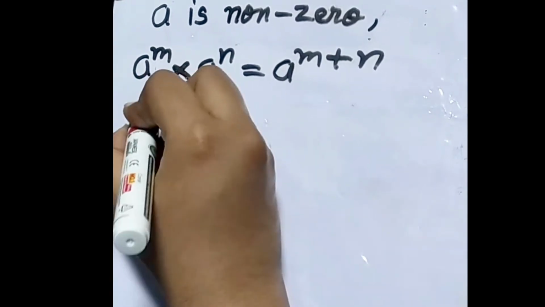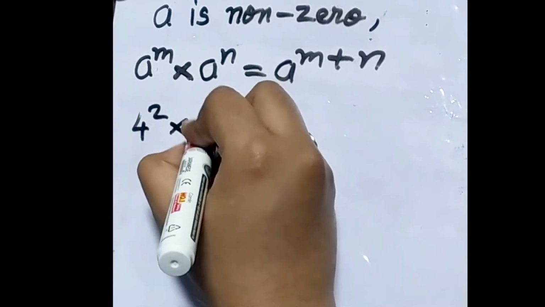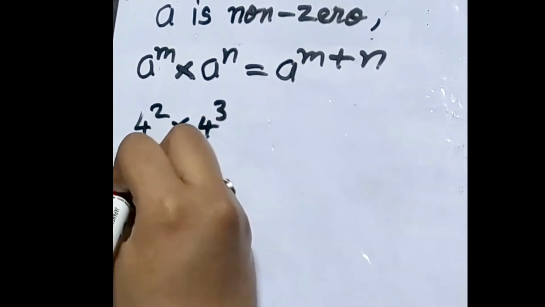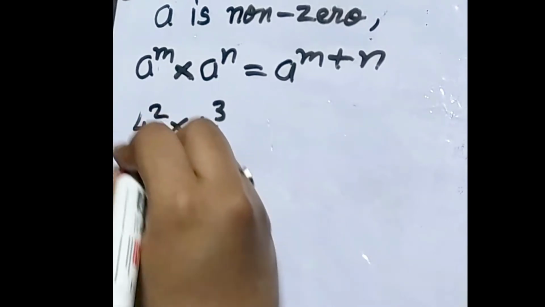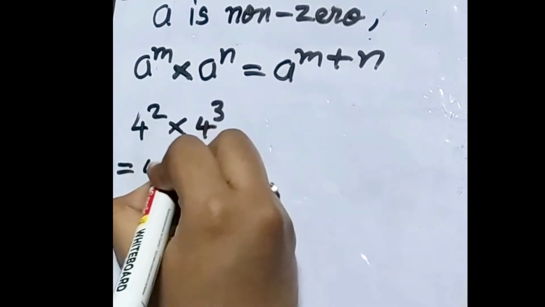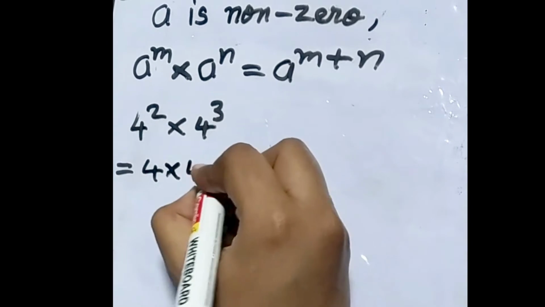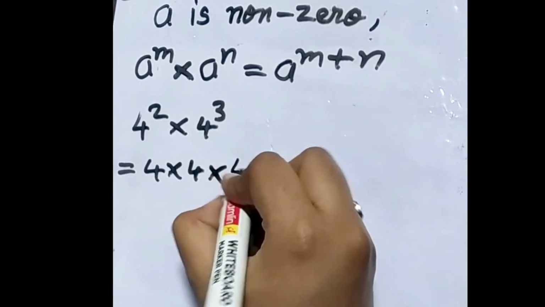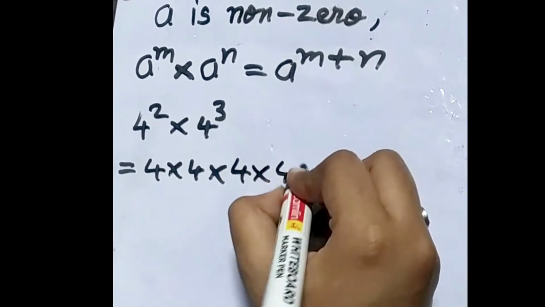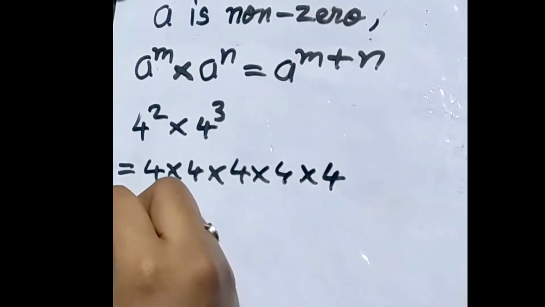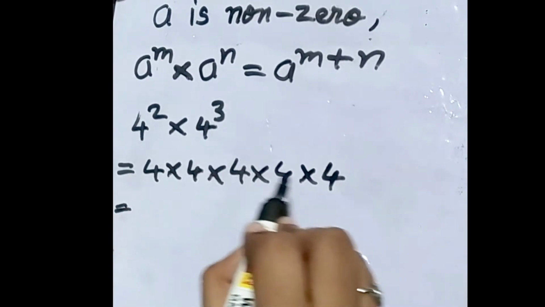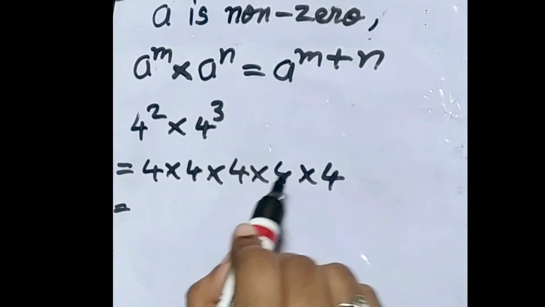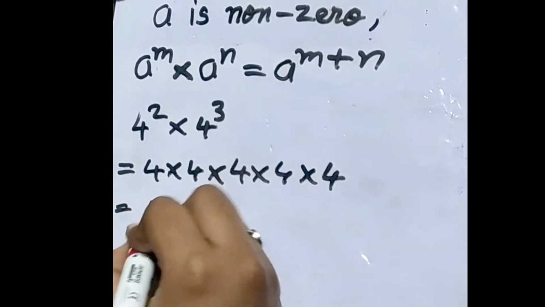See, 4 square into 4 cube. Okay, so equal to, 4 square means what? 4 into 4, 4 is multiplied 2 times. Into, here 4 is multiplied with itself 3 times, 4 into 4 into 4. Now, in total, 4 is multiplied with itself how many times? 1, 2, 3, 4, 5. 5 times. So, 4 raised to 5.